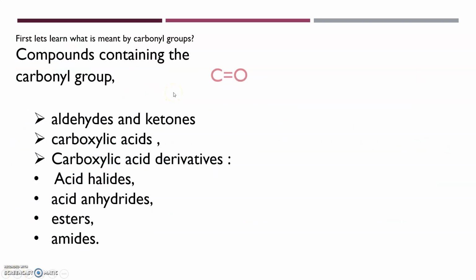The first thing, let's start to identify what we mean by a carbonyl group. Actually, a carbonyl group is a C attached by a double bond to oxygen. This is called the carbonyl group. Which compounds actually contain the carbonyl group? Aldehydes, ketones, carboxylic acids, and carboxylic acid derivatives, which means they have the functional group of carboxylic acids, like acid halides, acid anhydrides, esters, and amides. For grade 11, in your syllabus, we're going to study only these three: aldehydes, ketones, and carboxylic acids.